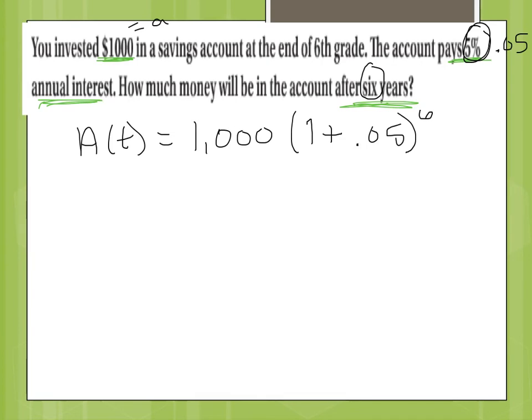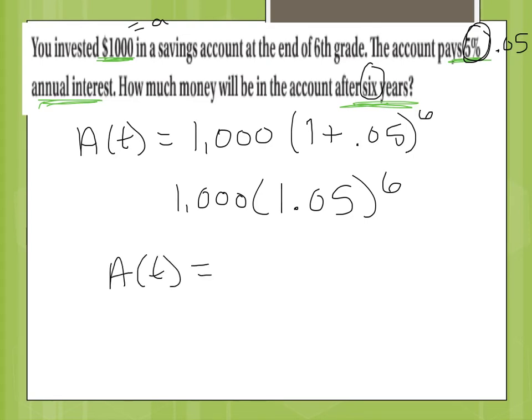So you could simplify this to 1,000 times 1.05 raised to the 6, or you could just put that into your calculator. Either way, you would get that your final amount would be equal to $1,340.10.